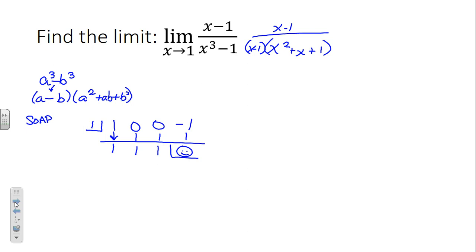Now that they're factors, we can cancel. Can't cancel sums and differences, only factors. So what's the limit as x goes to 1 of 1 over x squared plus x plus 1? 1/3.